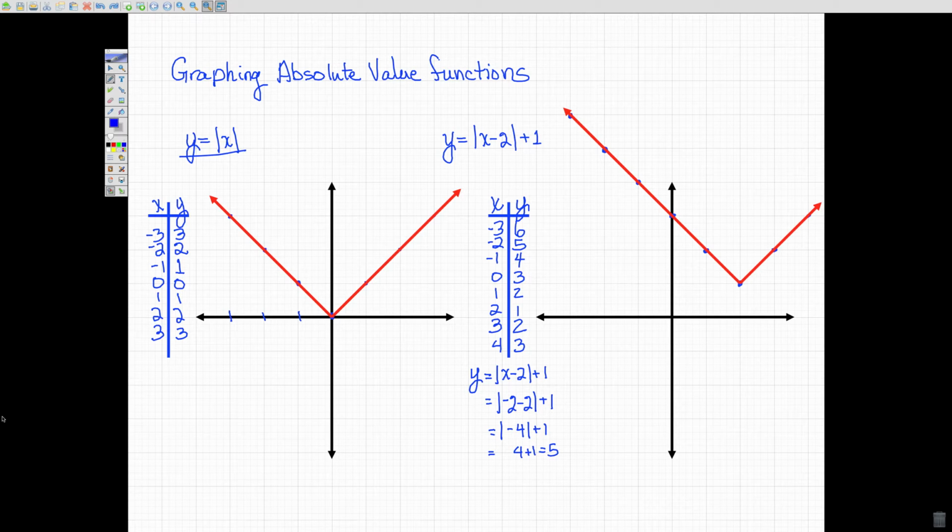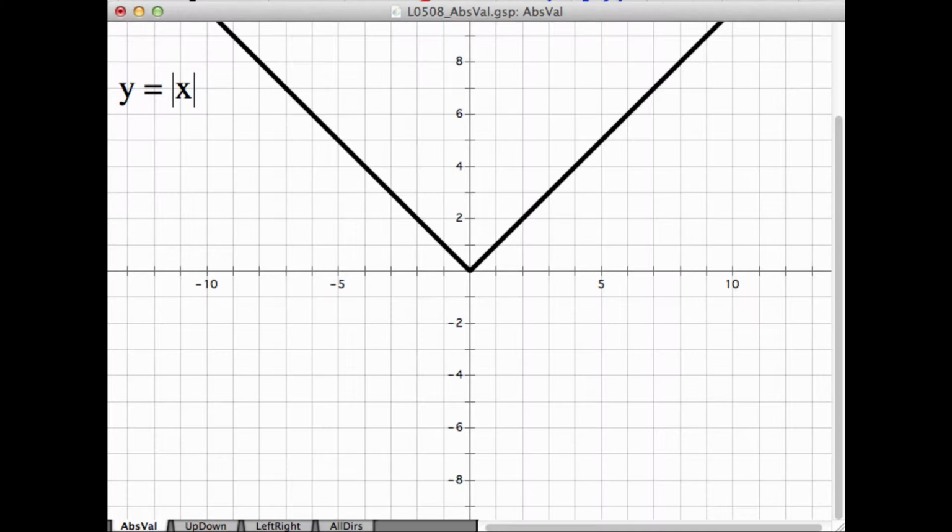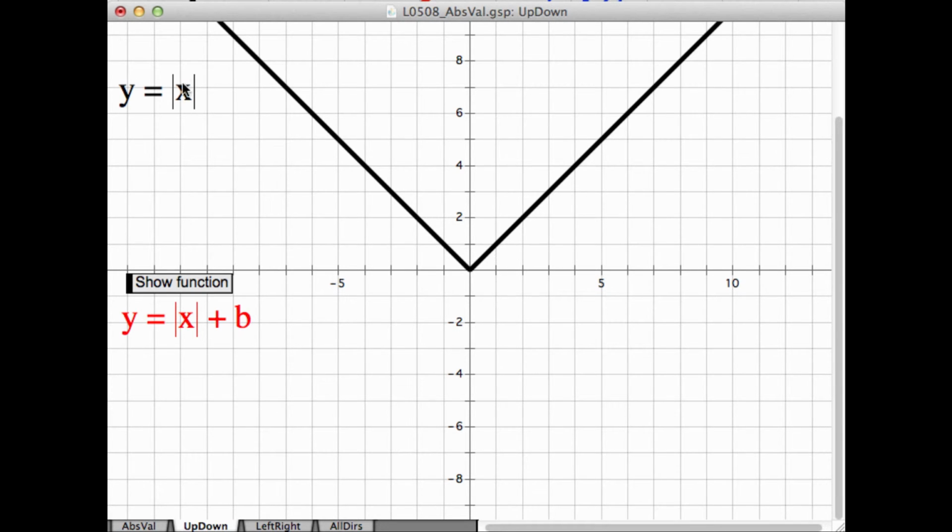Now we're going to switch to Geometer's Sketchpad and look at how translations work. Here is the graph y equals the absolute value of x, as you've seen before. And now we're going to look at what happens to that graph when we change this function in certain specific ways.